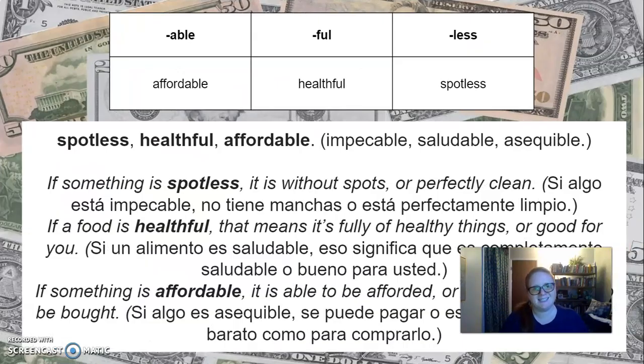So spotless, healthful, affordable. If something is spotless, it is without spots. Or you could put the less in front of the spot and go less spots, right? Or perfectly clean. When something is spotless, it has no spots. If a food is healthful, it means it is full of healthy things or good for you. If something is affordable, it is able to be afforded or it is cheap enough to be bought.